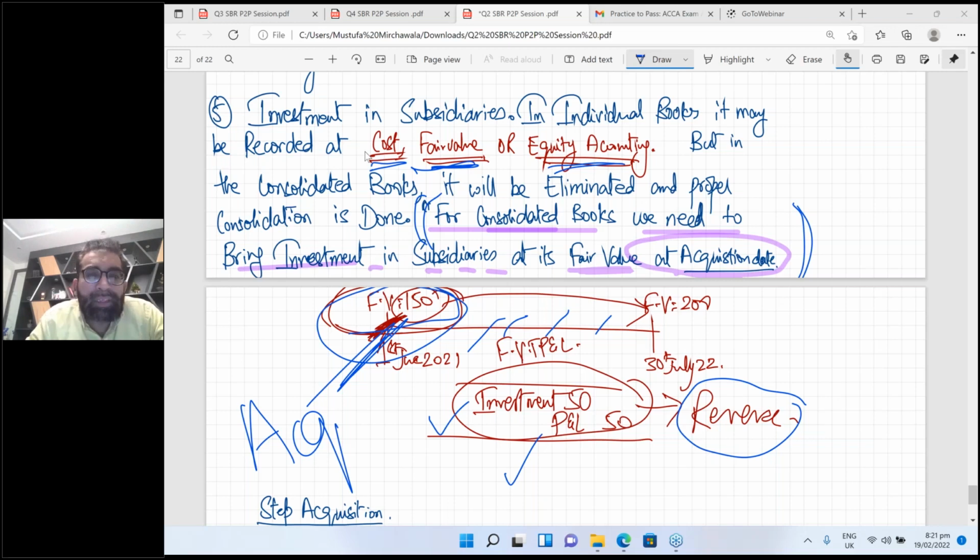These few things you must know. These are the differences between individual books and consolidated books, and sometimes the examiner tests this knowledge of the interaction between individual books and consolidated books.